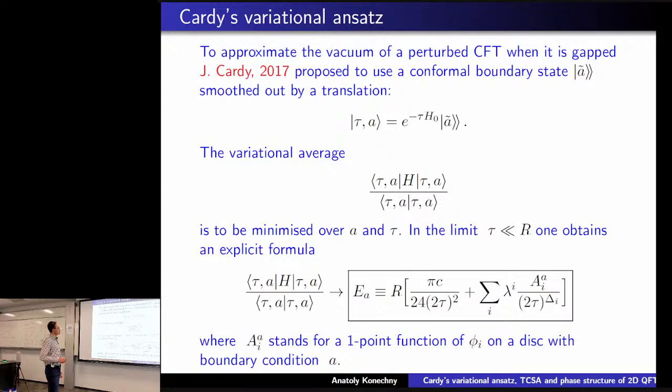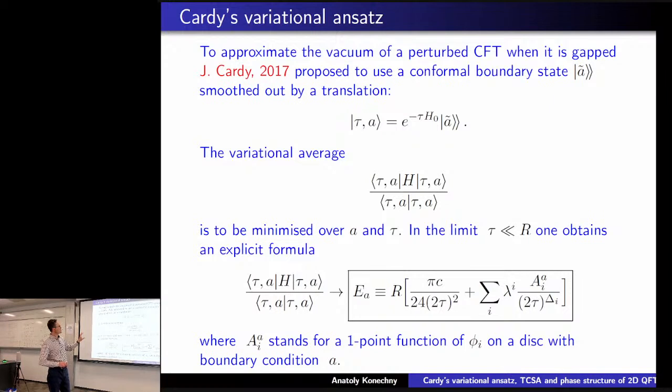Then you can look at the variational average. Take the expectation value of your perturbed Hamiltonian divided by the norm, and then you want to minimize this in tau and also in the discrete label of your conformal boundary state. This construction is very nice in that you can think of it as perturbing the boundary. Since H0 is an integral of the stress energy tensor T, you can think of this as some irrelevant perturbation of your boundary condition.